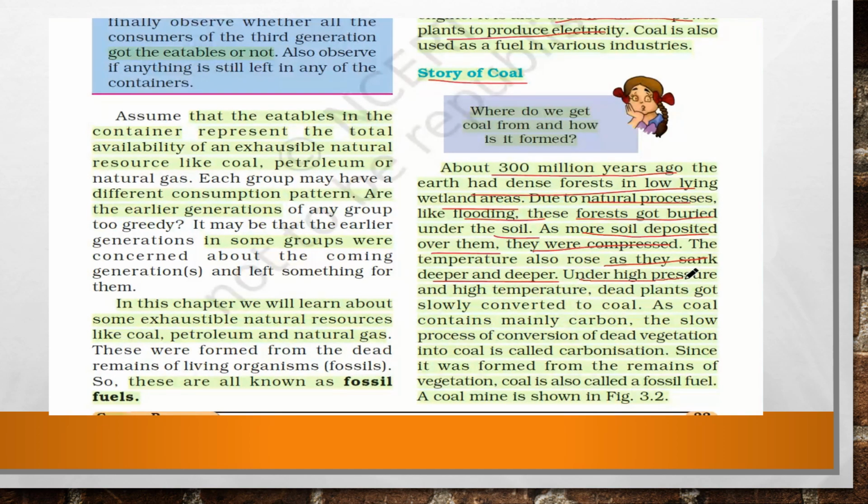Now what happened? Under high pressure and high temperature, dead plants slowly got converted to coal, and as coal contains mainly carbon, the slow process of conversion of dead vegetation into coal is called carbonization. So what is carbonization? The slow process of conversion of dead vegetation into coal is called carbonization. If this question comes, you will write this. Since coal was formed from the remains of vegetation, it is also called a fossil fuel.